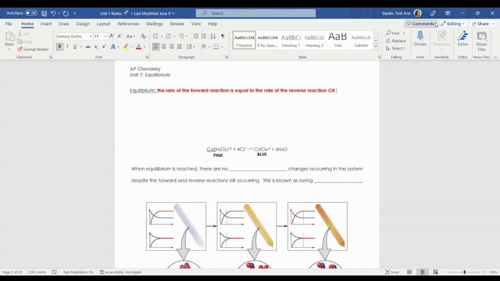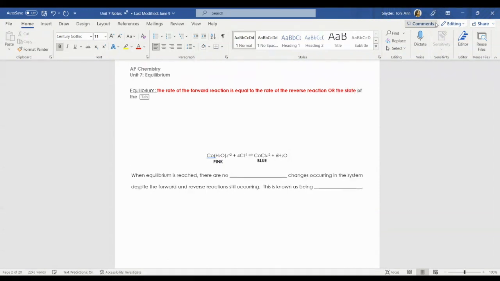Or we could say it's the state when the concentrations or partial pressures of reactants and products remain the same, or we'll say remain constant, over time. So if you have a point at which not only is the rate of the forward and reverse reaction not being changed, but the concentration of your reactants and products is not being changed, that's when we know we have established an equilibrium.